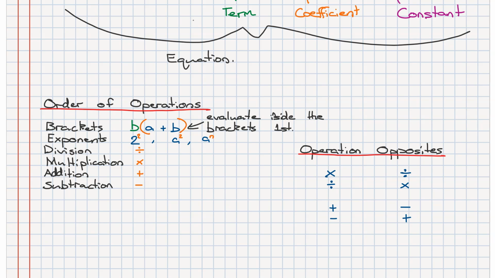So if we have, say, $5 and someone gives you another $5, the opposite operation to giving you $5 is taking $5. So therefore, the opposite operation to addition is subtraction, and similarly, the opposite to subtraction is addition.